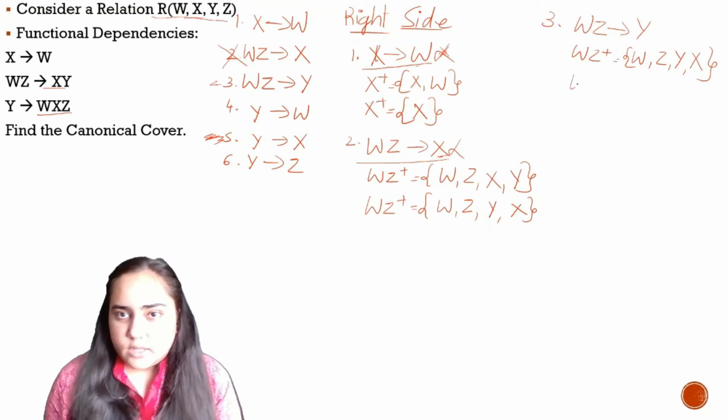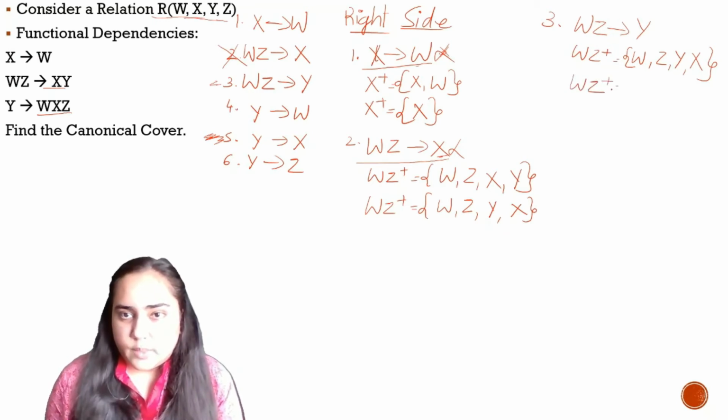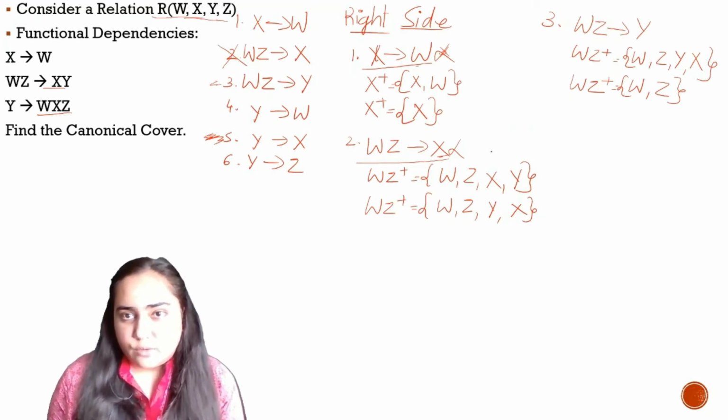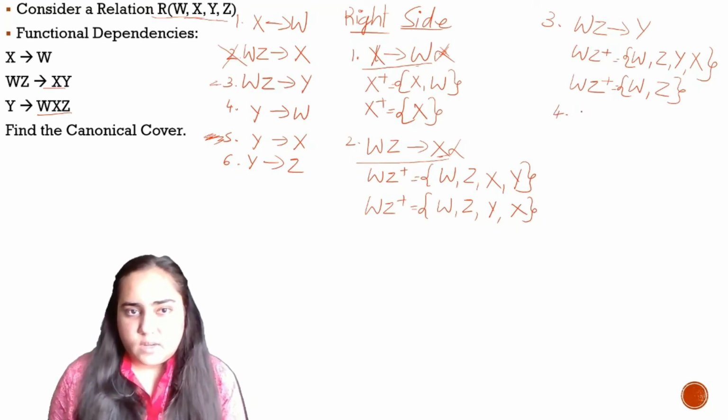Now try to find WZ plus without using WZ determines Y. In this case, we can add W, we can add Z, but then we have no way of adding either X or Y. So the closure is indeed changing, and that's why we cannot remove this functional dependency from our list of dependencies. Let's check the next one.